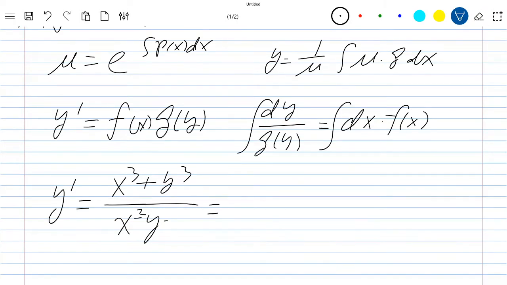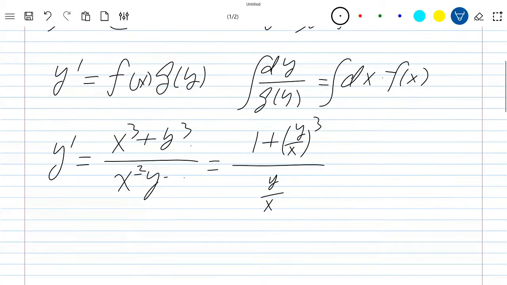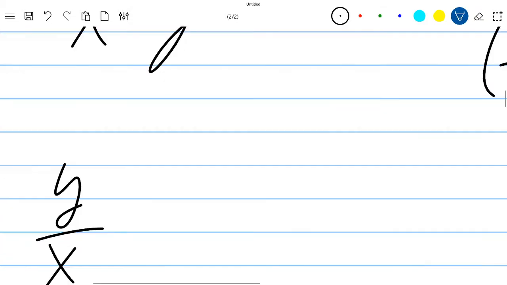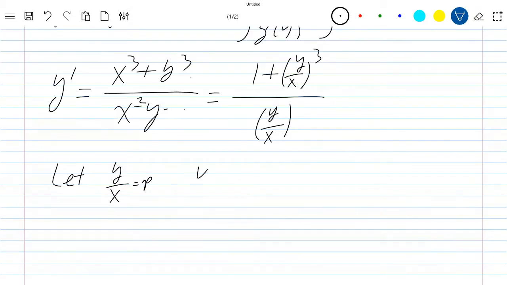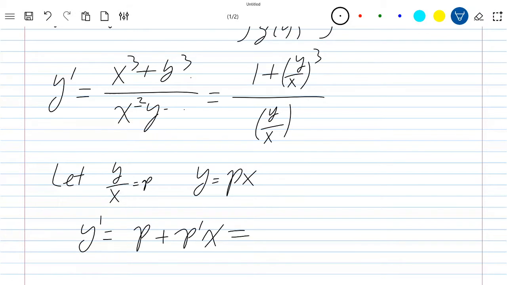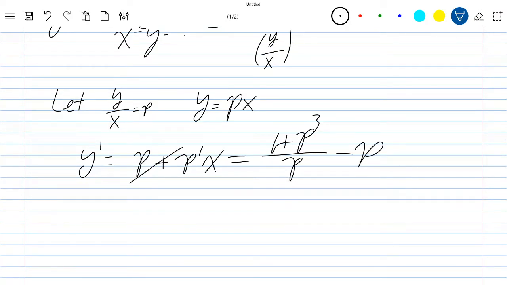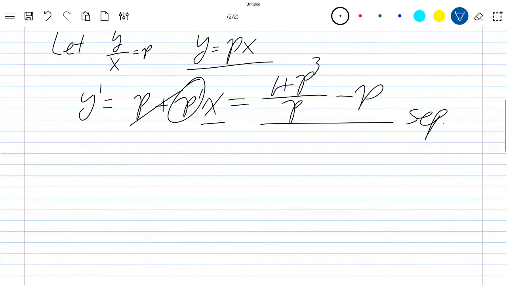To solve that equation, you first divide the numerator and the denominator by x to the common power. You get 1 plus y over x cubed, then this becomes y over x. Right? So you can see everything becomes a function of y over x. So we will let y over x be p. Then y equals px, so y prime equals p plus p prime x. And then you can see it equals 1 plus p cubed over p. So you can move p to the other side. So you can see p prime is a function of p divided by x, so it's separable. Then you can solve for p. Then once you get p, you can multiply by x to recover y. Right? That's how we solve the homogeneous equation.